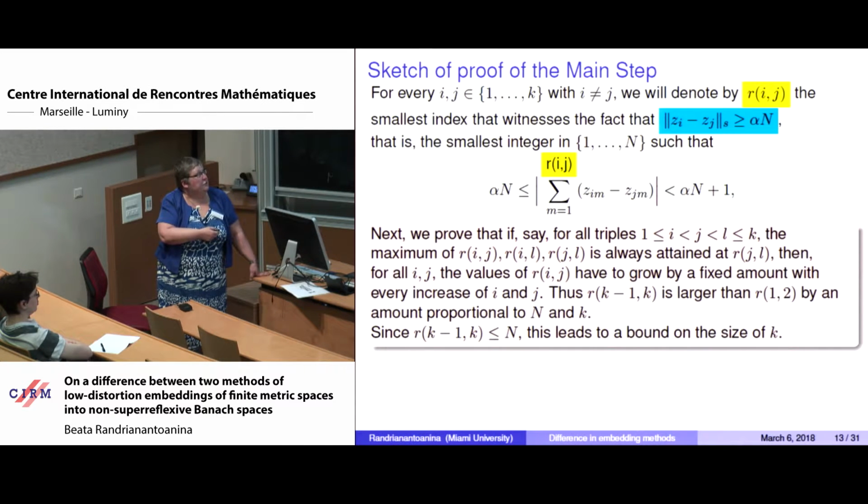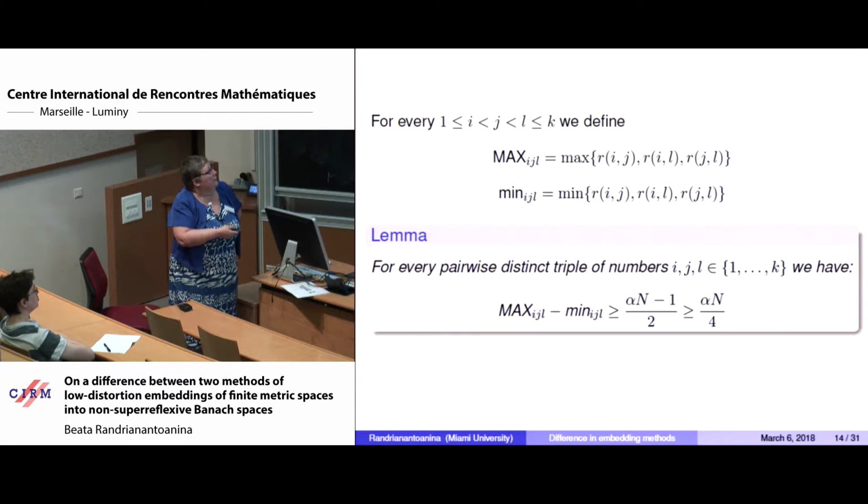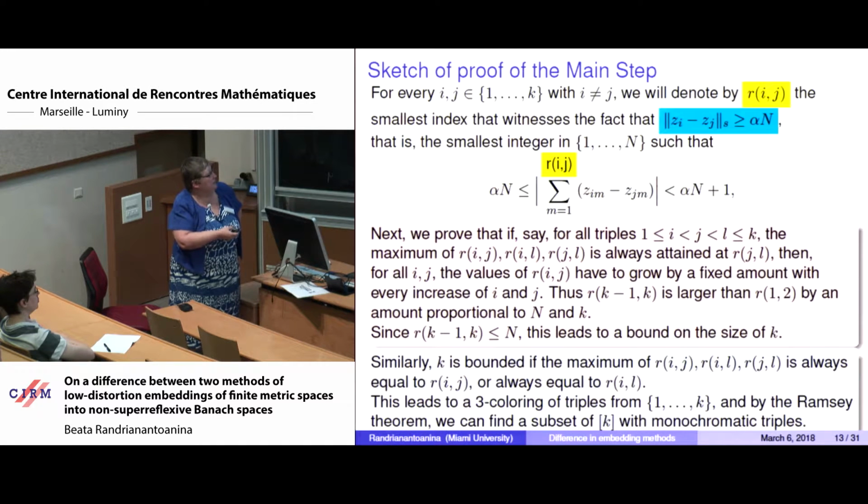This will lead to a bound on the size of k. I'm going to show that in slightly more detail. It is important to us that it stays consistently either this one or that one for all pairs. So this is where the Ramsey theorem comes in. We will color our triples depending on which one is the biggest index, right? That is the general outline.